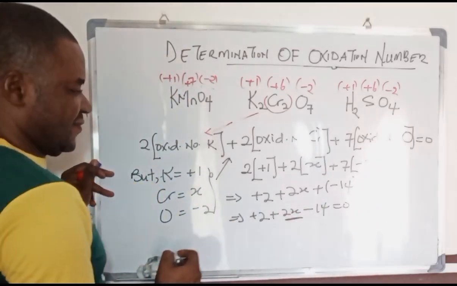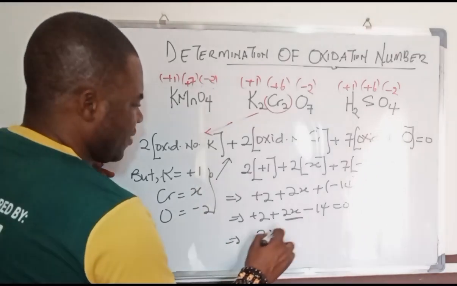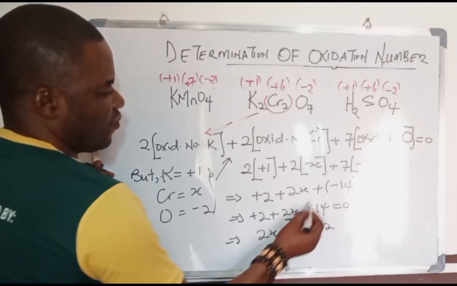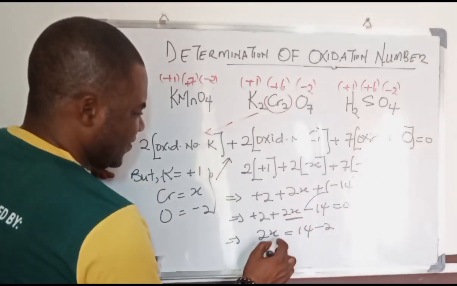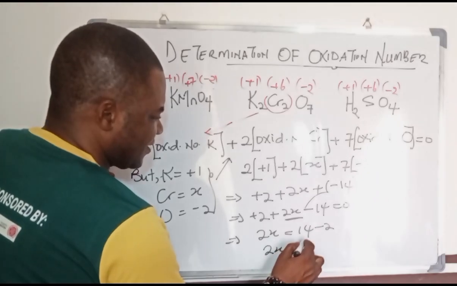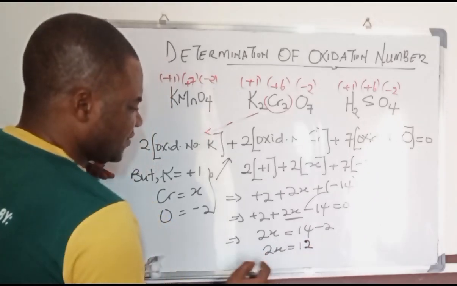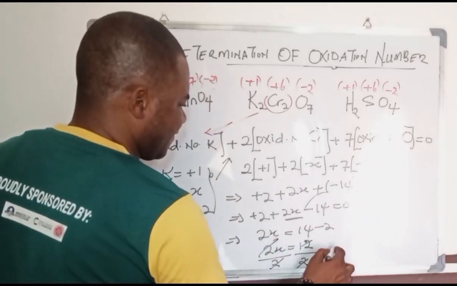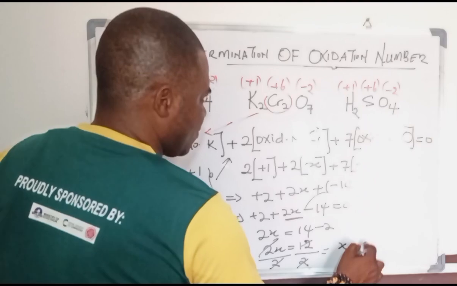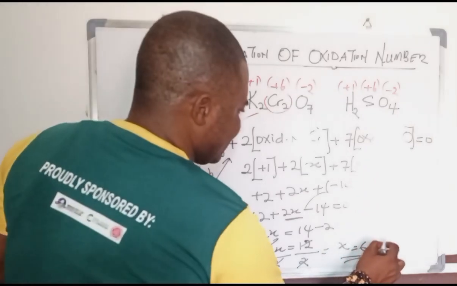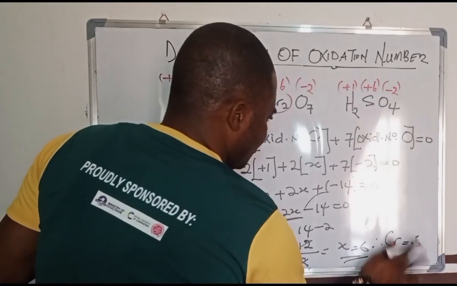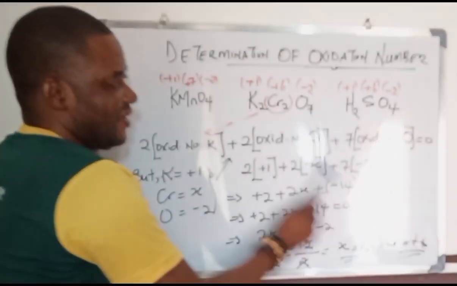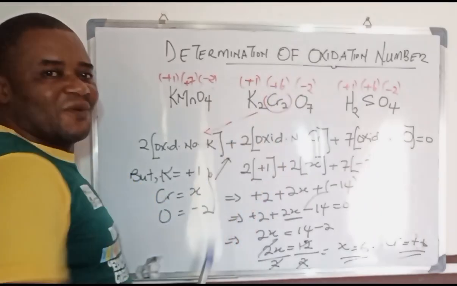We are looking for x, so we will have 2x equals 14 minus 2. Remember, this is moving to this side. So it means that 2x equals 12. Divide both sides by 2. We are going to have x equals 6. Now, that means that chromium is +6. Now, this is where the +6 for chromium is coming from.